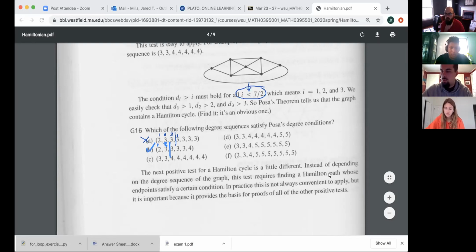So this one would satisfy. So you want to go back and double check these ones? Yeah. Okay. So I'm going to jump in with the next group.